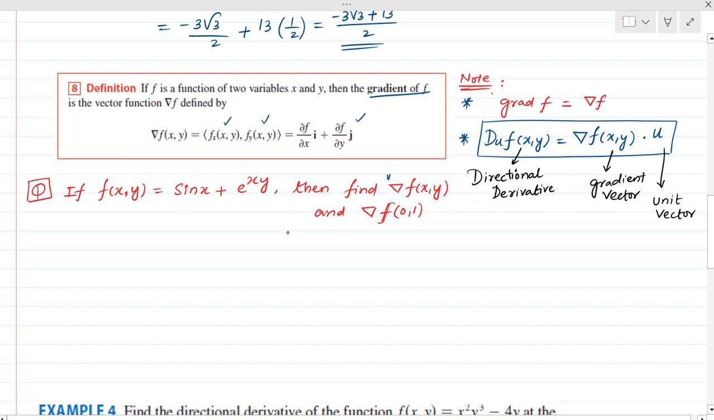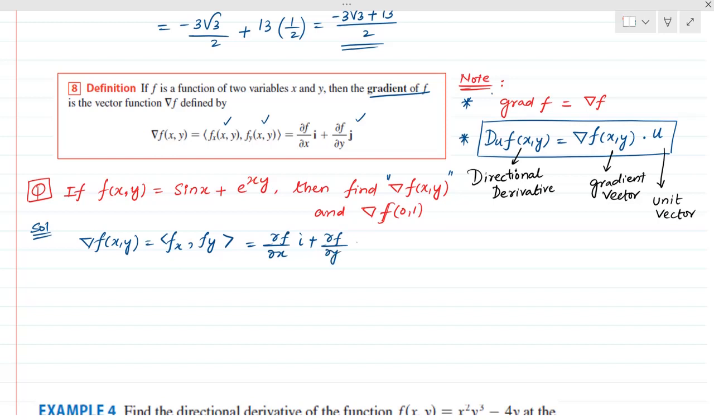This is a problem for only the gradient vector, del f. I have to find it in terms of x, y. So del f of x comma y is given by fx and fy, or you can write it in terms of this notation as well: dou f over dou x i vector plus dou f over dou y j vector. Both are the same notation. Now I have to differentiate partially with respect to x.